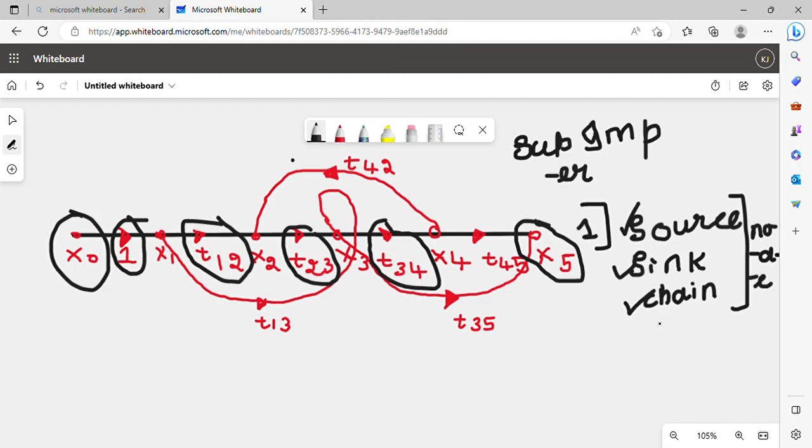You understood what is source, sink and chain. What is my source node? A node which consists of only outgoing branches. Sink node: a node which consists of only incoming branches. And chain node: a node which consists of incoming as well as outgoing branches. So I guess you understood this clearly.